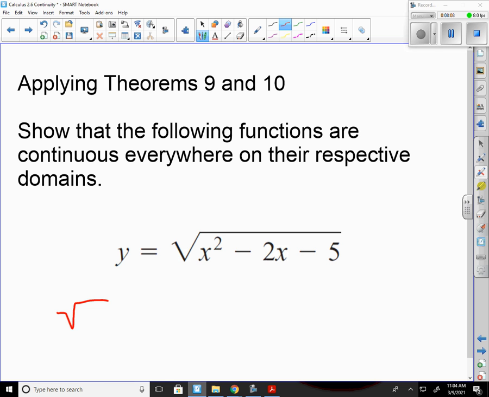So the square root of just any number is continuous from 0 to infinity. Why? Because I can take the square root of any number starting with 0 and going to infinity. I can't take the square root of a negative without coming up with a complex or imaginary number.